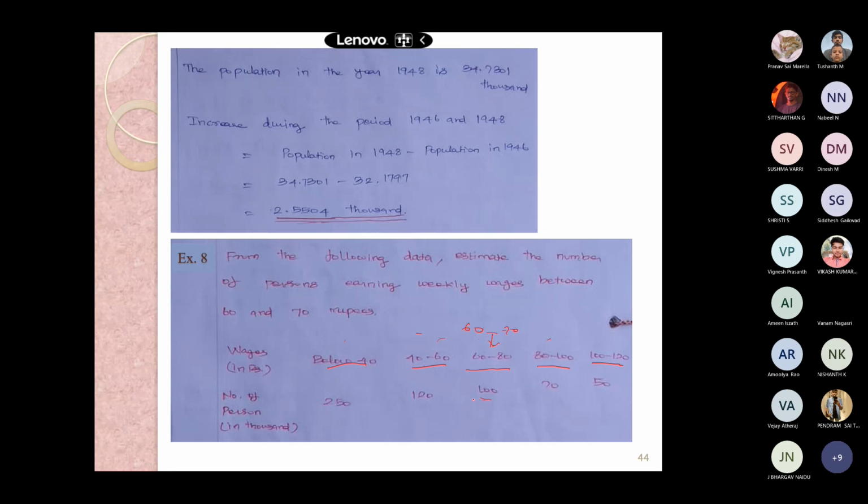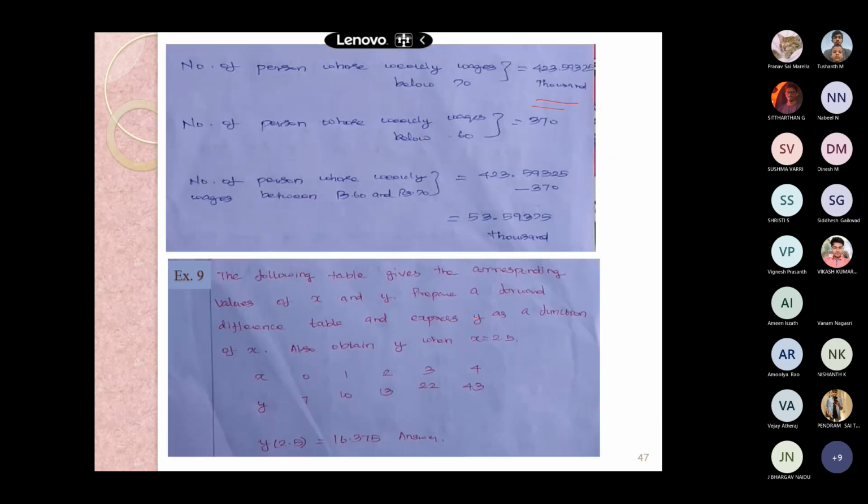So it should be less than 100. So obviously we are getting 53. So there won't be any issue with the calculated results. Okay, any queries with these wages problems? Any query?